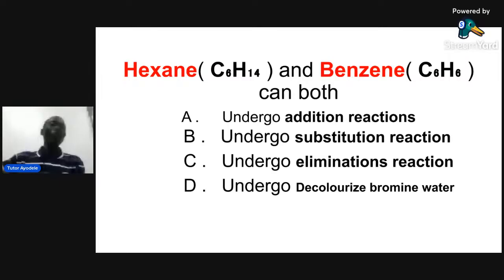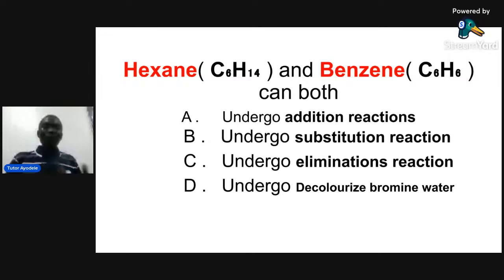And you know alkane has members, right? Alkenes, alkynes, they are unsaturated. But what about cycloalkane? Cycloalkane also has single bond. So the two of them are saturated. Alkenes, alkynes, cycloalkenes, they are unsaturated. Take note of that. So let's look at this question. It said, hexane, this is the formula for hexane, and benzene can both undergo what?